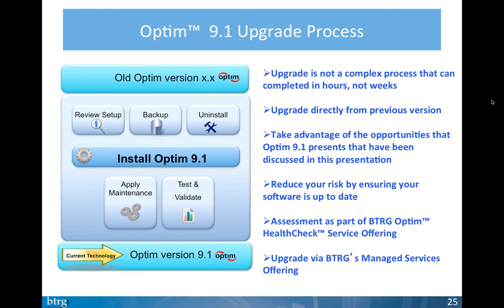And part of the reason why BTRG is recommending upgrading to 9.1 for all of our customers. It's a process that is typically completed in hours, not weeks. I always use the analogy that upgrading Optum is a lot more like upgrading Microsoft Office or Word. You run the installer and you do some slight configuration, you're ready to go. It's nothing like upgrading an ERP package, which is a very long and drawn out process.